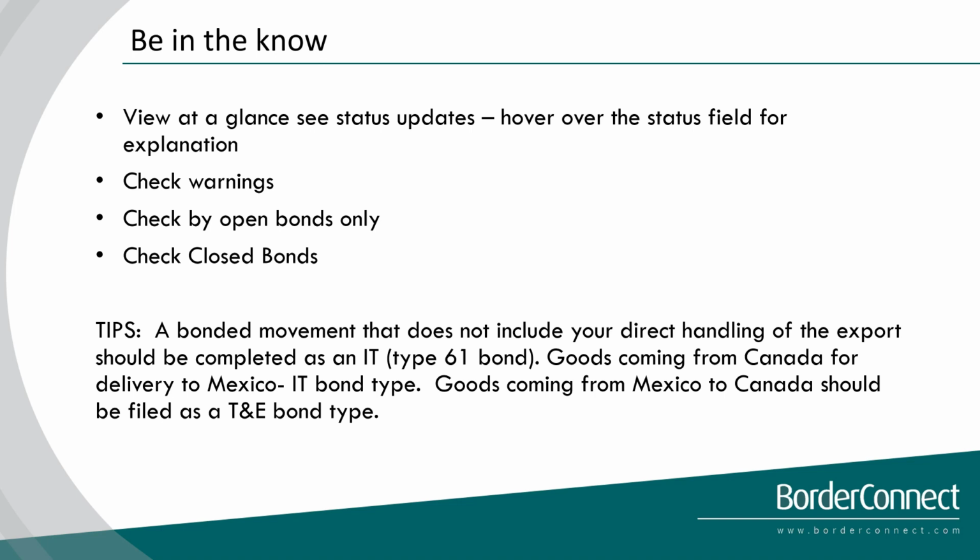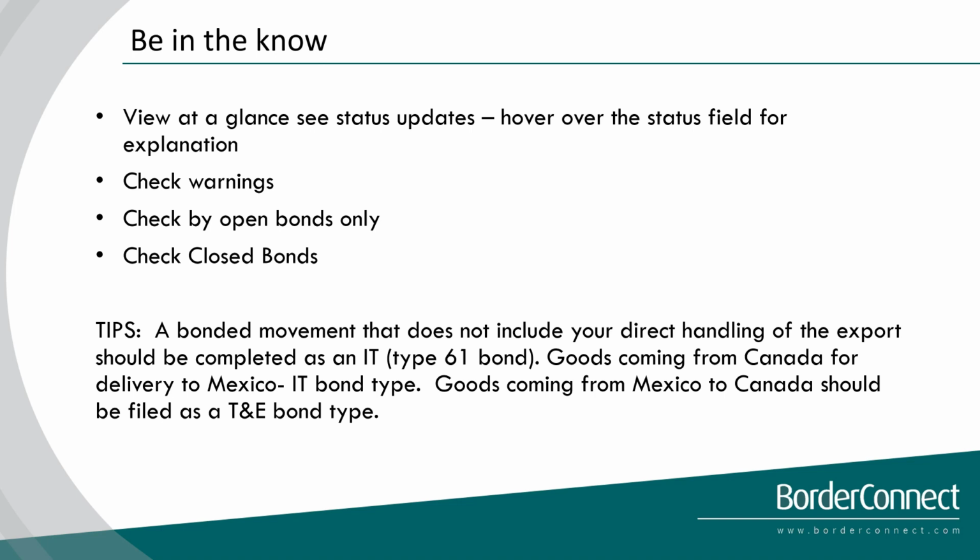I should also mention bonded shipments that do not include your direct handling of the export. So you're not actually going to cross the border, for example, into Mexico. You're going to leave those goods at a freight forwarder or a location in Laredo, Texas, where they'll be cross-docked, gotten ready for Mexican customs clearance, probably hauled across the border by a carrier that we call a drayage company, and transferred to a Mexican carrier for delivery.